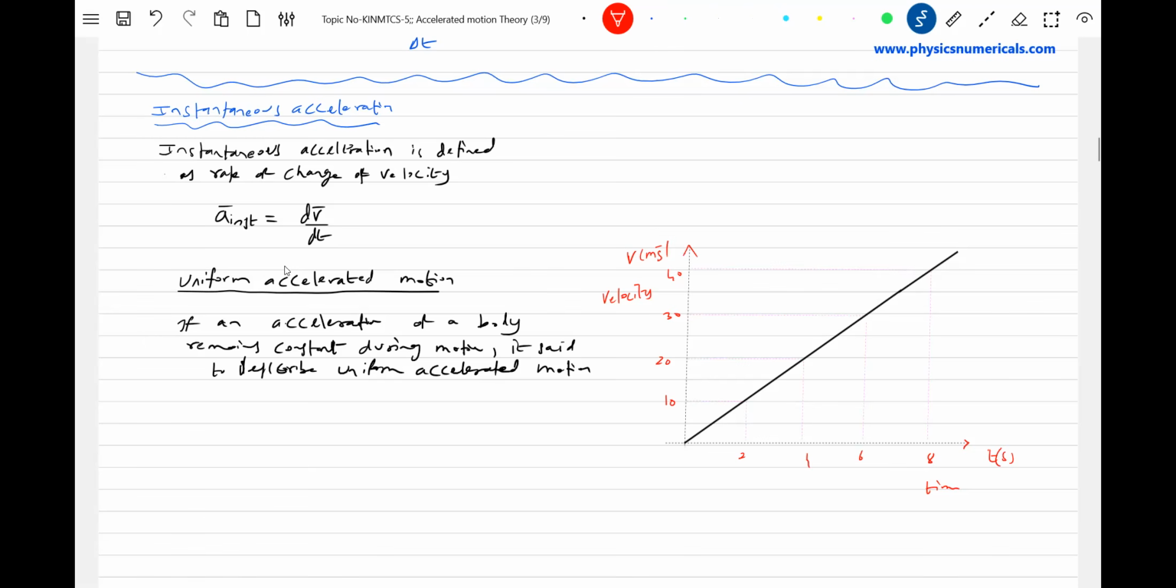So what do you mean by uniform accelerated motion? If a body produces equal change in velocity in equal intervals of time, it is said to be uniform accelerated. There's one more definition. If a body produces equal change in velocity in equal intervals of time, it is said to be uniform accelerated motion.